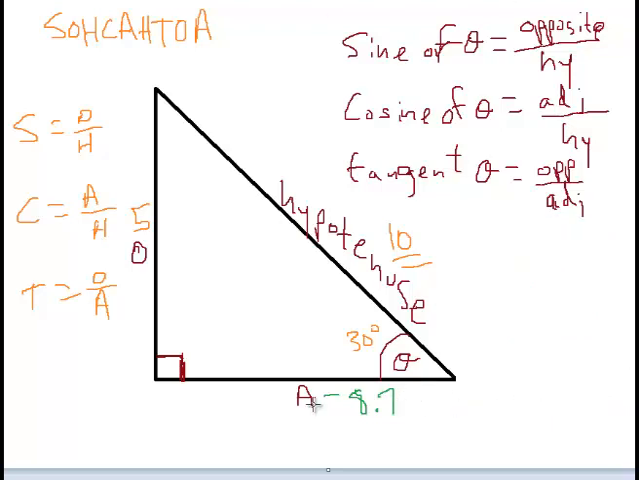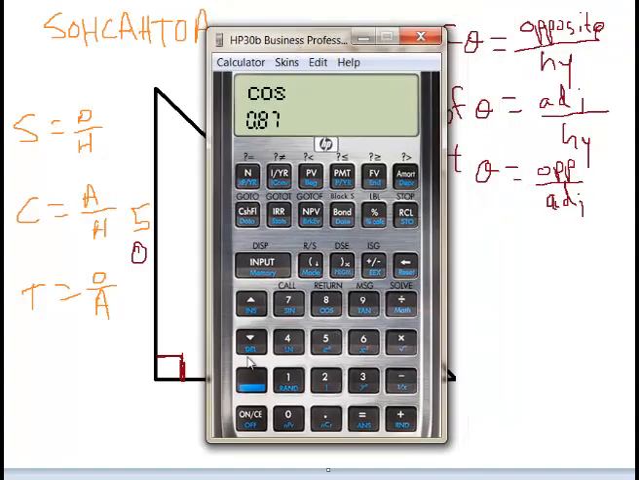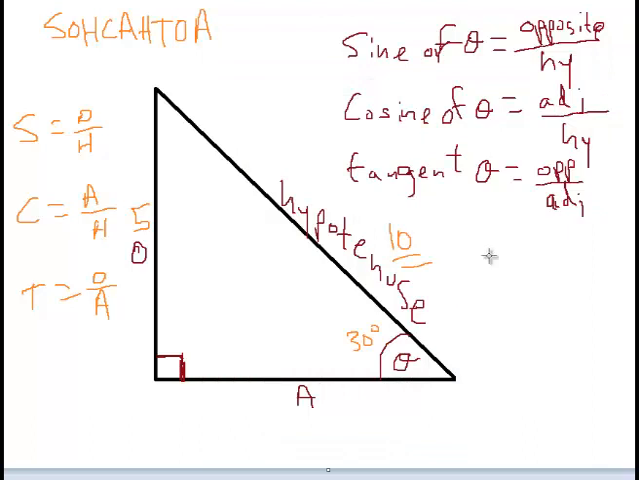Just for kicks, let's also do it using the tangent formula. Let's delete this and see if we get the same answer. The tangent formula is opposite over adjacent. Well, let's figure out the tangent of 30 degrees. The tangent of 30 is 0.58. So the tangent of theta, which is 0.58, equals the opposite over adjacent. Opposite is 5 over the adjacent, which we don't know, so we'll call it x.